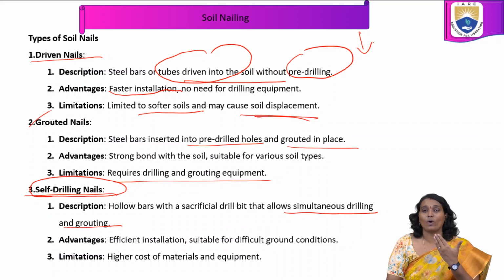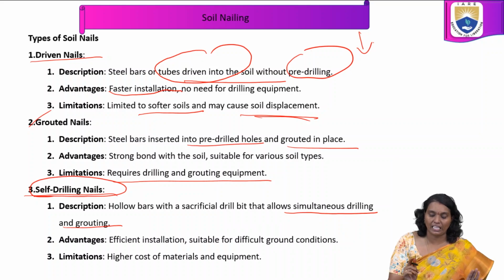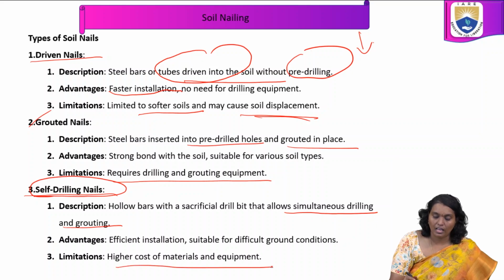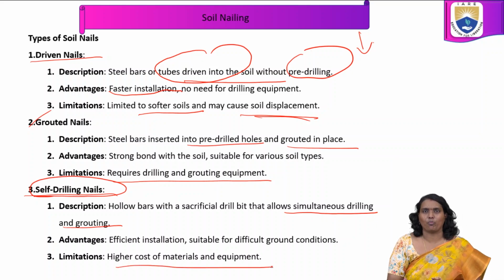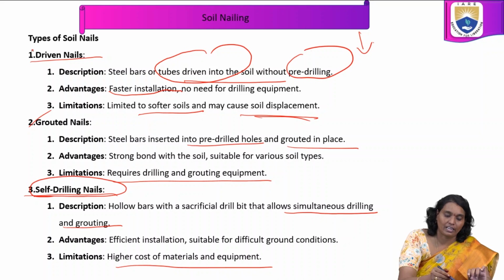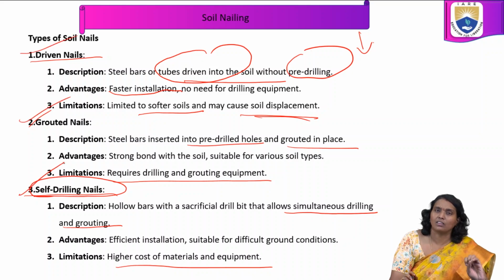It means it requires high cost materials and equipment. So these are the different types of soil nails: driven nails, grouted nails and self-drilling nails.